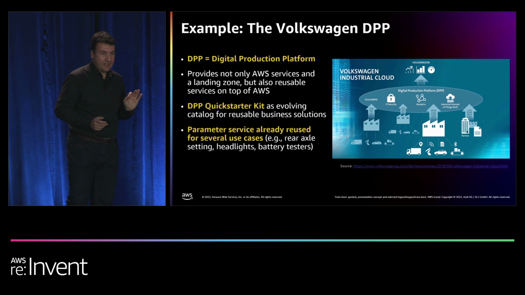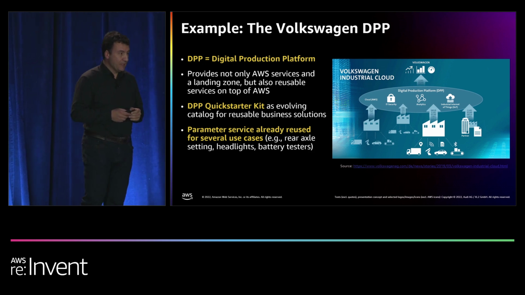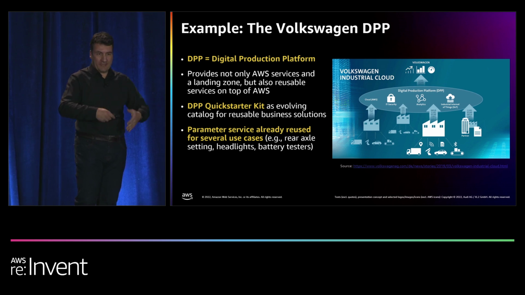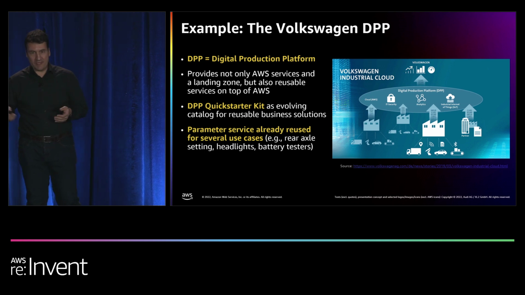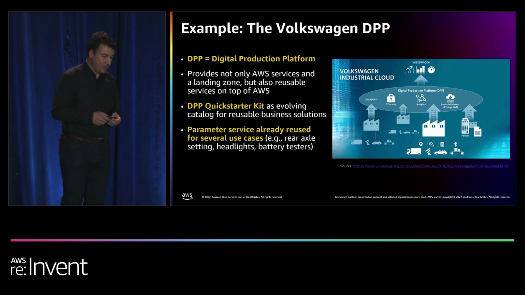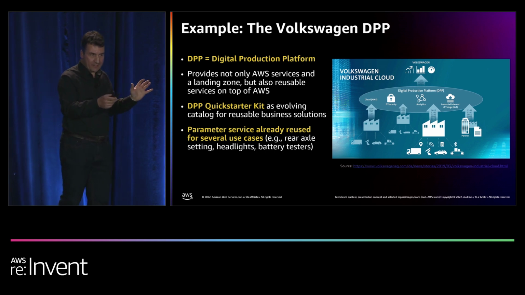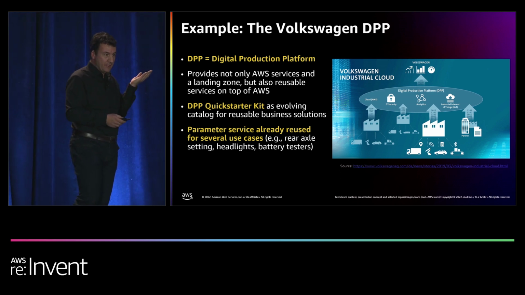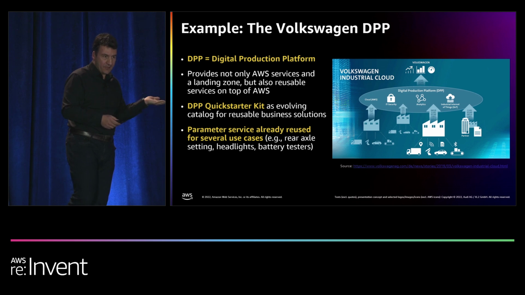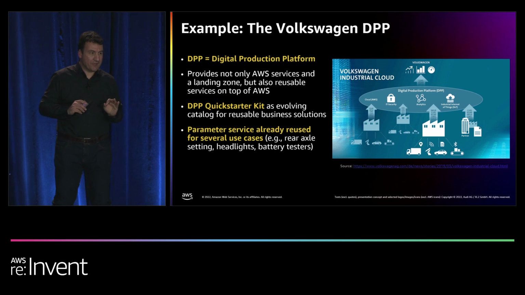And we have it in the Volkswagen DPP, the digital production platform of Volkswagen. So this is not only providing AWS services and a landing zone and a team helping you with all the deployments and the network configurations, but there are also reusable services on top. So we have this shared technical services layer where we have standardized solutions for the plant and station connectivity. And we also have the so-called DPP Quick Starter Kit.